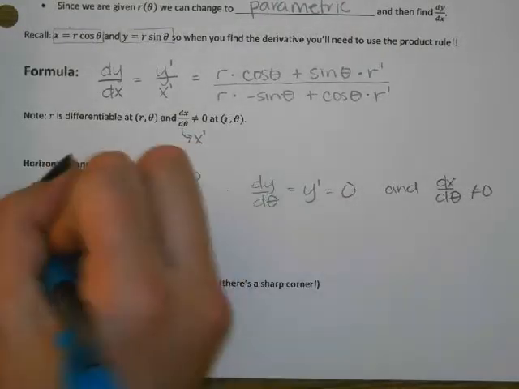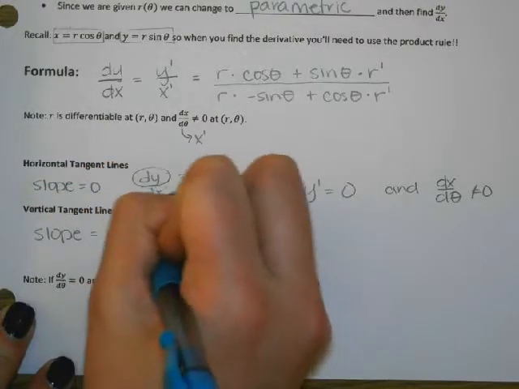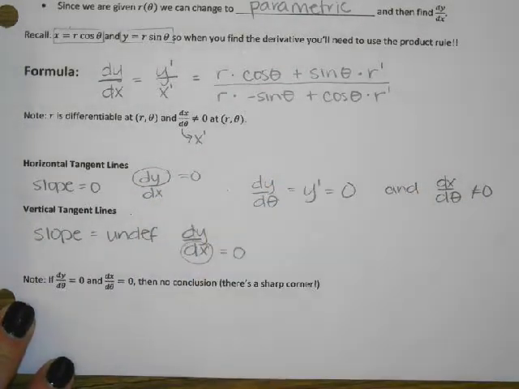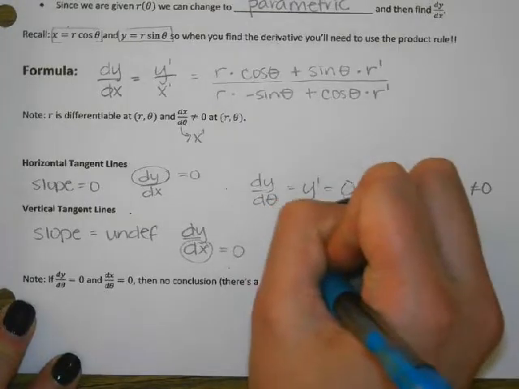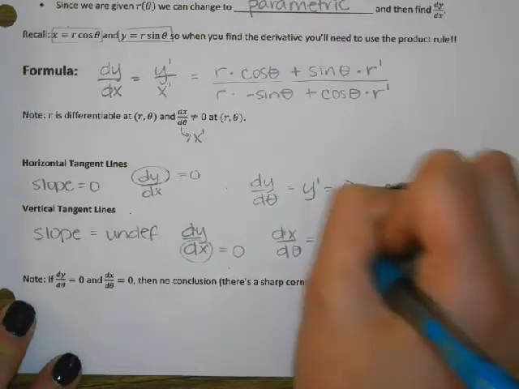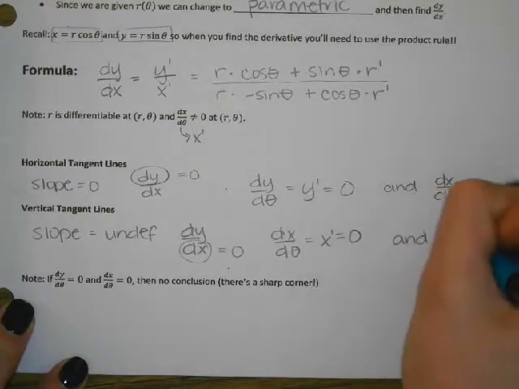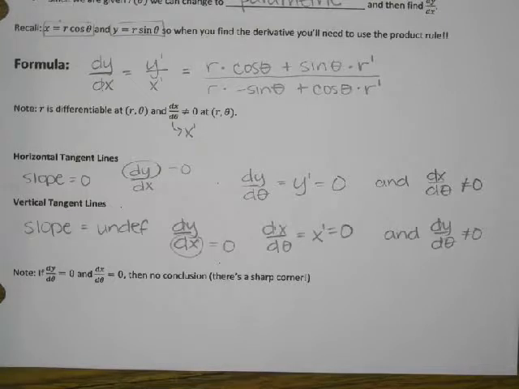All right, what's the slope of a vertical tangent line? Undefined. So that means in dy/dx, the denominator is going to equal 0, because that's how you take a fraction and make it undefined. And so that means that dx/d theta, which is the same thing as x prime, equals 0. And dy/d theta has to not be 0 for this to work. So only the bottom equals 0, not the top and the bottom.